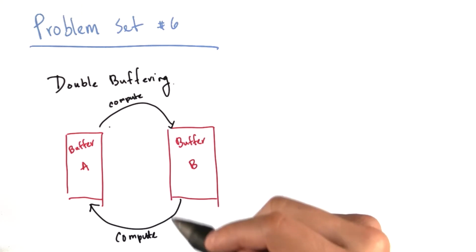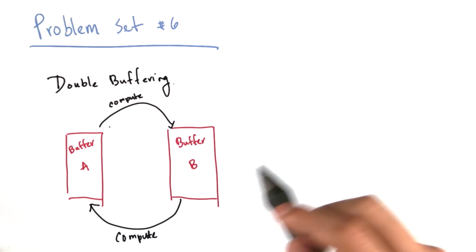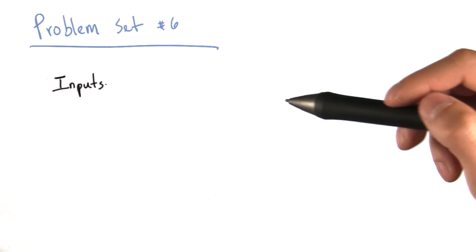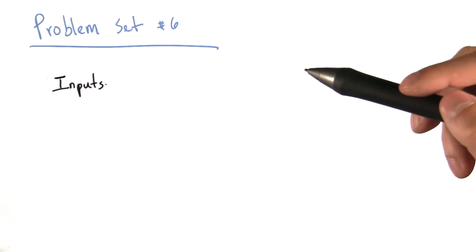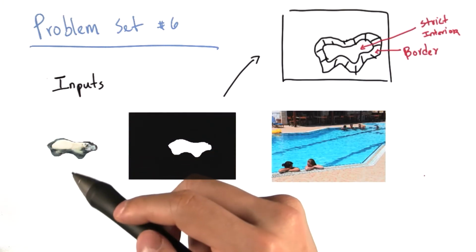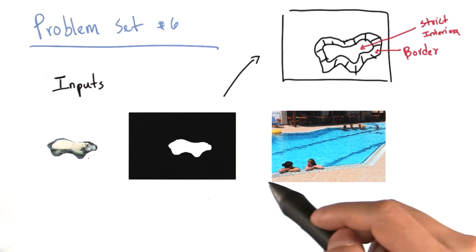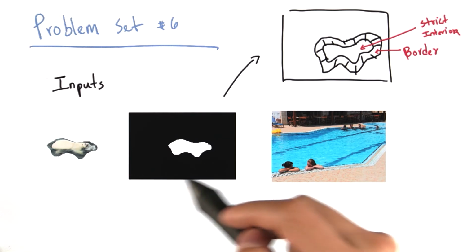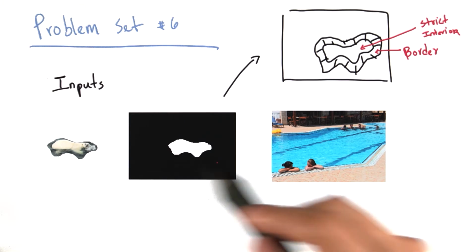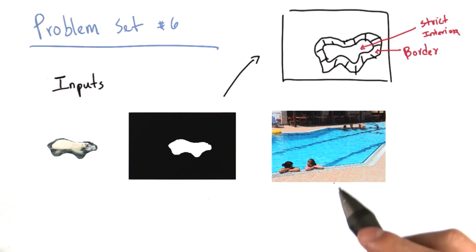This style of computation arises in many parallel algorithms, which is why we think it will make a really interesting homework assignment. Before we implement seamless image cloning, let's take a closer look at our inputs. We are given as inputs a source image, a target image, and a mask. We want to copy the mask region from the source image into the target image in a subtle way.